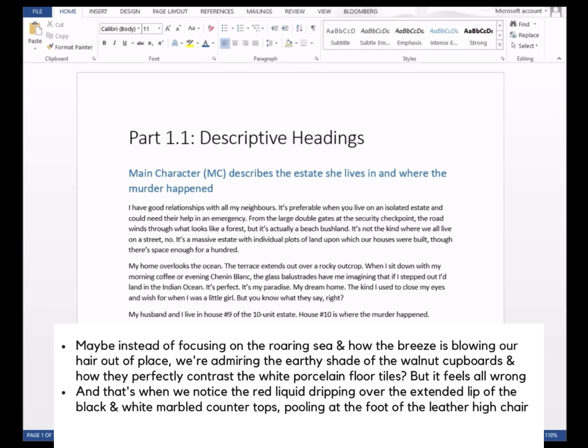But that's when we notice the red liquid dripping over the extended lip of the black and white marbled countertops, pooling at the foot of the leather high chair. It's overkill, but you get the picture. We're setting the scene with description.